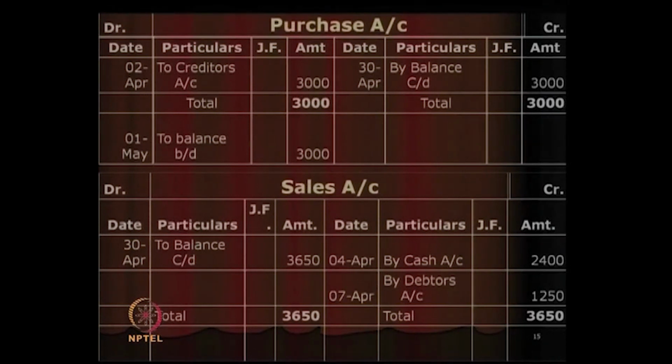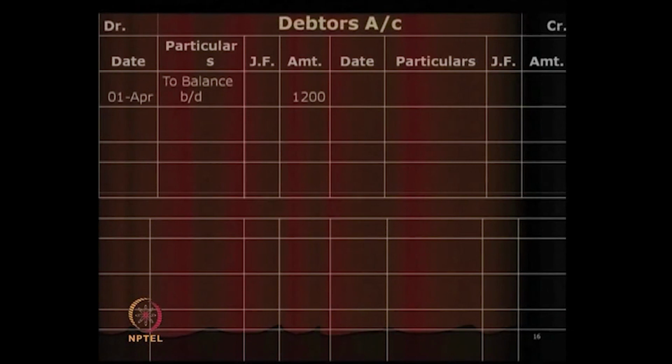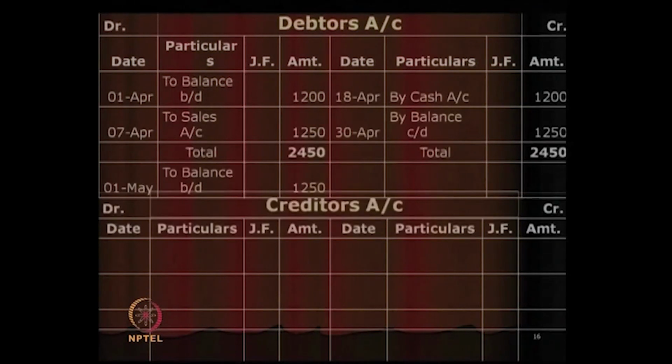I hope you are getting me. Now, along with this, there are other accounts which are affected. They are debtors account and also the creditor account. So, you can see in debtors account, balance was 1200. There was a credit sale on 7th April. So, to sales 1250.